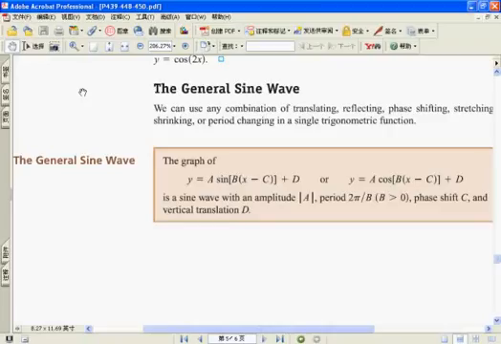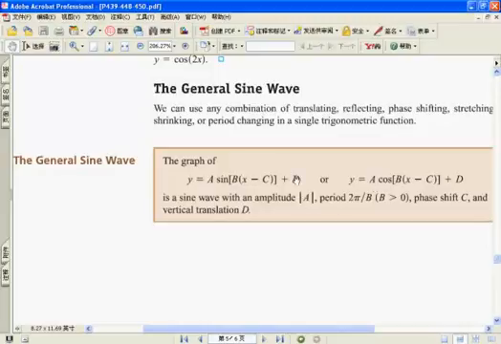Now let's look at the general sine wave. So we have such a general sine and cosine function: y equals a times sine of b times x minus c, and then plus d, or y equals a times cosine of b times x minus c, and then plus d. The graphs of these two functions are both sine waves.